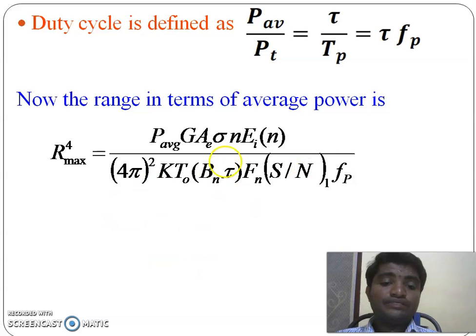Already we know the radar range equation: R max to the power 4 equals Pt G sigma Ae n Ei of n divided by (4 pi) whole squared k T naught Bn Fn S by N of 1. By substituting Pt equals P average by tau Fp, we can get this equation. This is the radar equation in terms of average power.